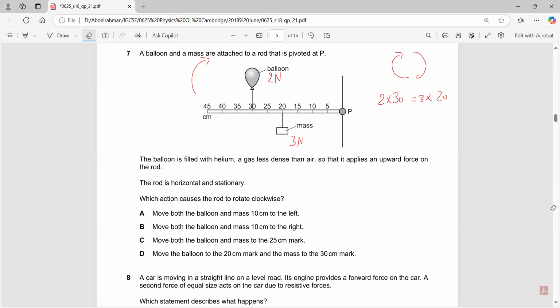Let's try out the other one. Move both the balloon and the mass 10 centimeters to the right, meaning that the balloon would be at 20 centimeters and the mass would be at 10 centimeters. 20 times 2 is 40. What about 10 times 3? Oh, this is 30. This means that the clockwise moment is greater than the anti-clockwise moment, and therefore it would rotate in a clockwise manner.